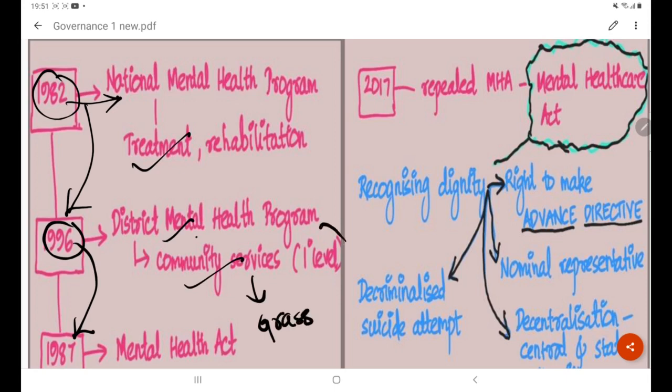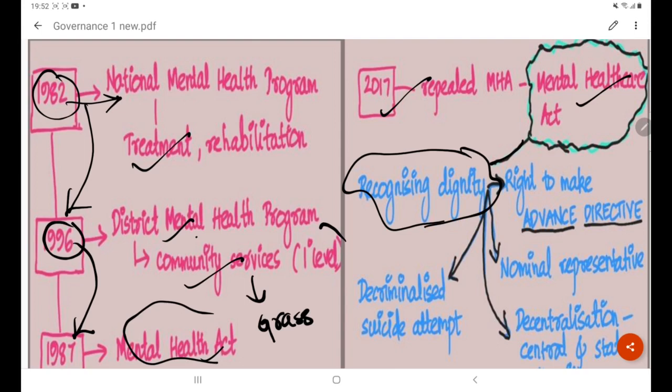Okay. Then in 1987 we had the Mental Health Act. Then in 2017 the government repealed this Mental Health Act and introduced the Mental Health Care Act. So in a way it is encompassing wider dimensions of mental health. It is like recognizing the dignity of the mentally disabled person. It actually decriminalized suicide attempts. Then the right to make an advance directive. This advance directive means the patient has the right to know about the medicines he or she is taking, and it is about ensuring transparency.